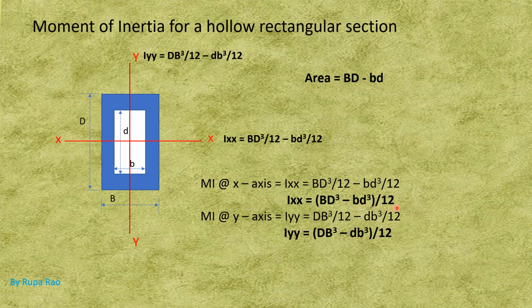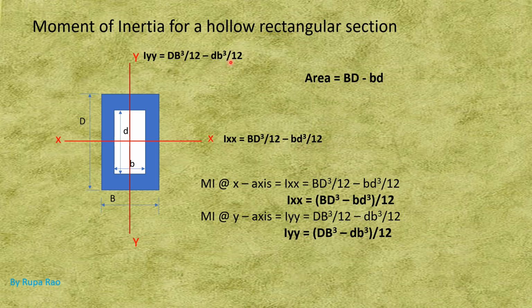If I take out 1 by 12 common, then Ixx becomes bracket open capital B D cube minus small b d cube bracket close divided by 12. Similarly for Iyy, the moment of inertia of the outer rectangle will be D B cube by 12 minus the moment of inertia of the inner rectangle, that is small d b cube by 12. If 1 by 12 is taken out common, then it becomes Iyy is equal to bracket open capital D B cube minus small d b cube bracket close divided by 12. This is the moment of inertia about the axis yy. So this is the moment of inertia here about the axis xx.